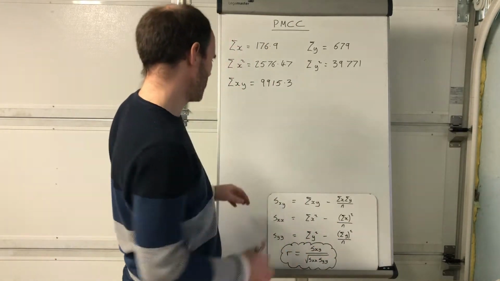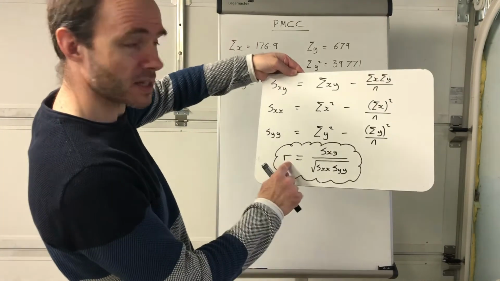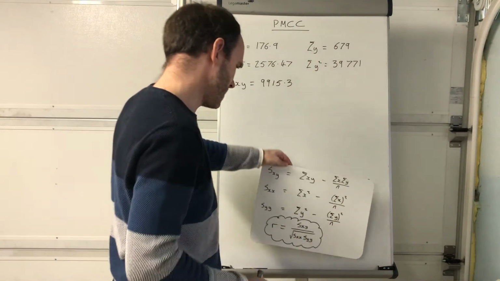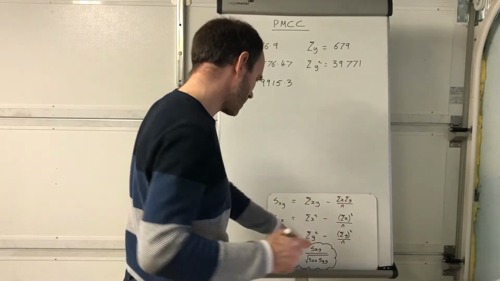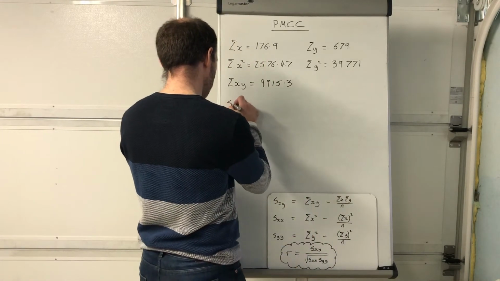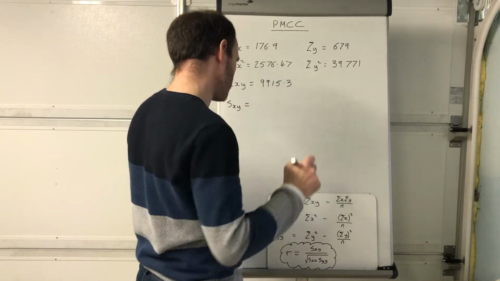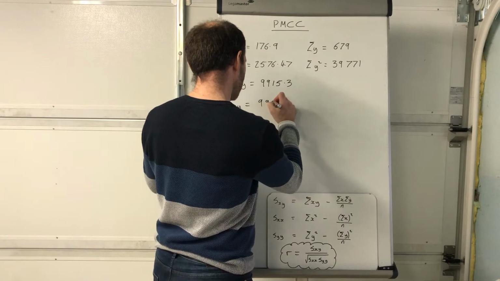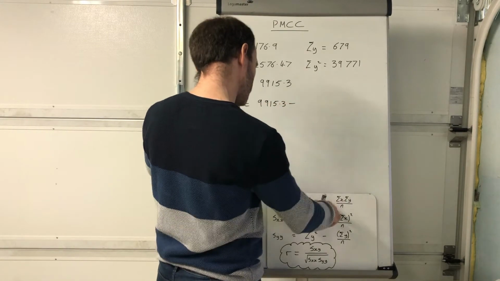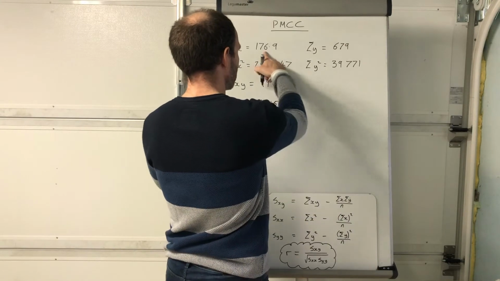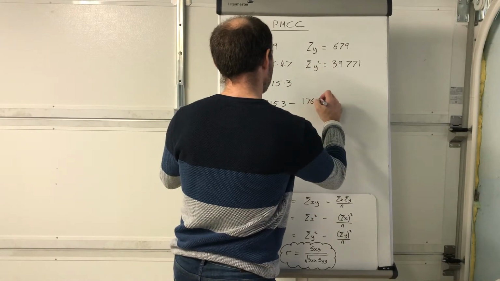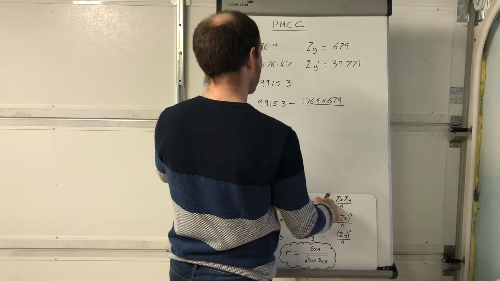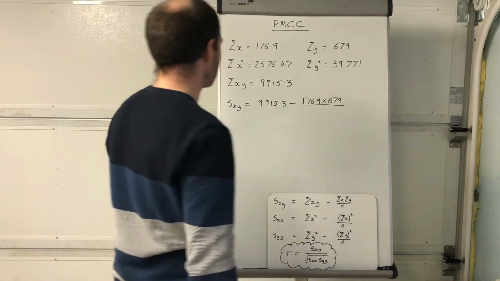But anyway, let's get on with this. As a reminder, this is how we calculate the PMCC, our value of r. So we've got to work out Sxy, Sxx, Syy first. Let's go ahead and do that. I'm going to work out Sxy first, just because it's on the numerator of the fraction. So that's sigma xy, which is 9,915.3, and let's subtract sigma x times sigma y, so 176.9 multiplied by 679, all over the value of n, which is, oh gosh, what's the value of n?